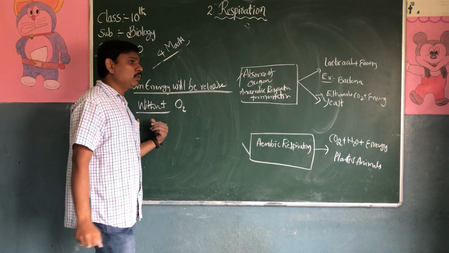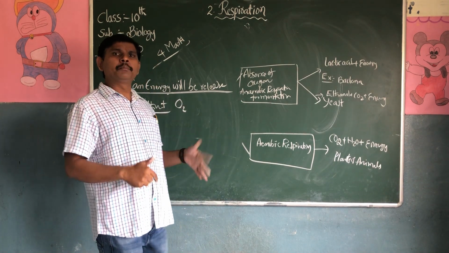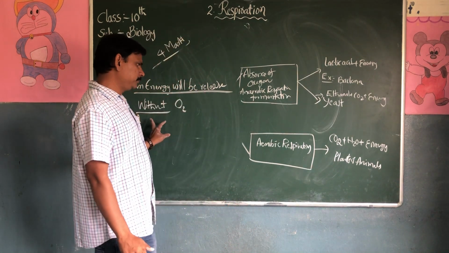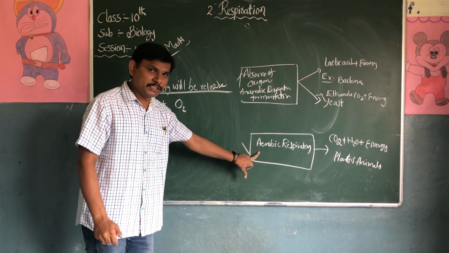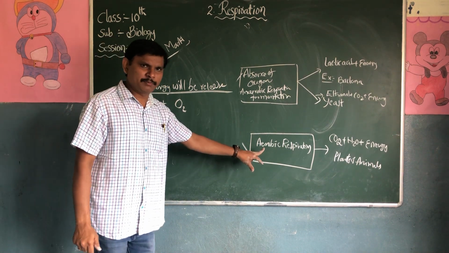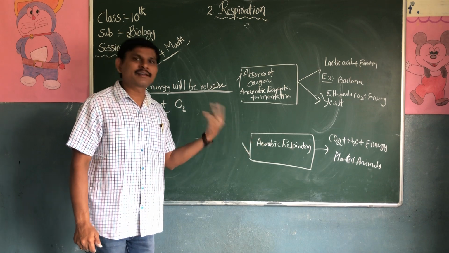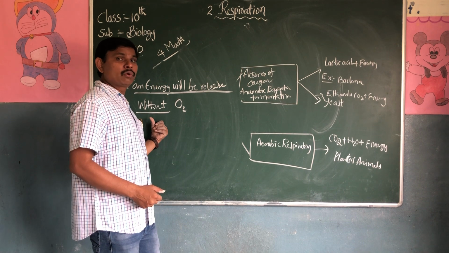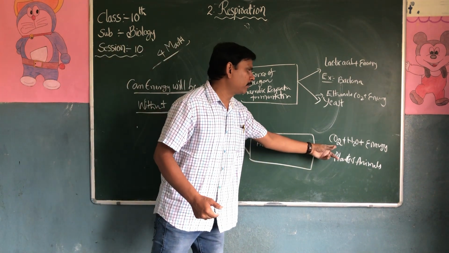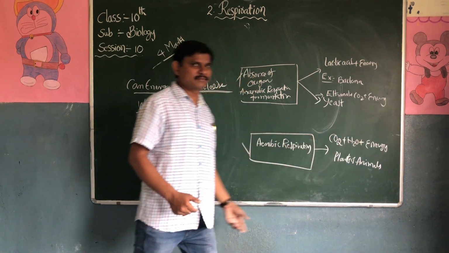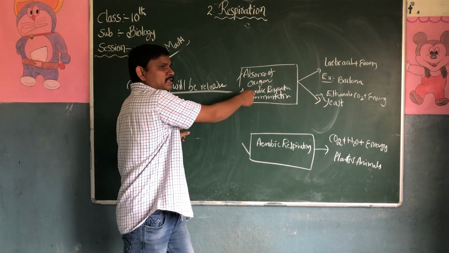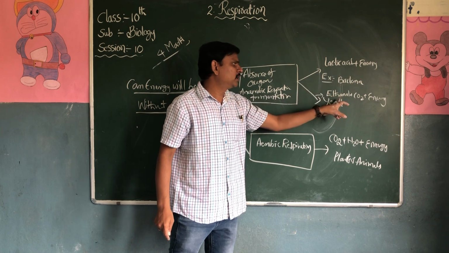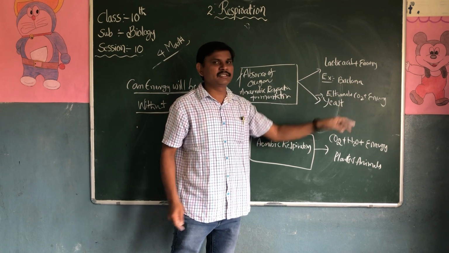See what happens when glucose is broken down, how the energy is released. In aerobic respiration, what is aerobic respiration? In the presence of oxygen. In the presence of oxygen, when glucose is broken down, carbon dioxide, water and energy are released. In the absence of oxygen, when glucose is broken down, lactic acid and energy are released. Or ethanol, carbon dioxide and energy are released.